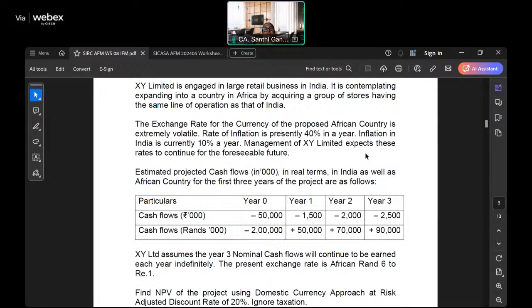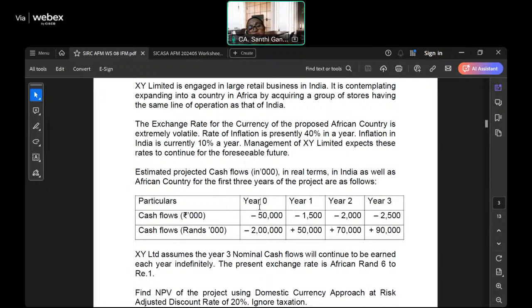Estimated projected cash flows in thousands in real terms. This is what is important. In real terms. Unless otherwise specified, we said it will be nominal. But here, clearly given, it is in real terms. So that we have to consider. In India as well as the African country, for the first 3 years, they have given.